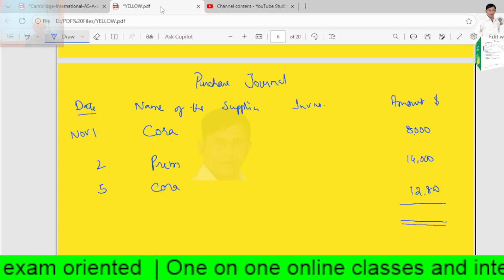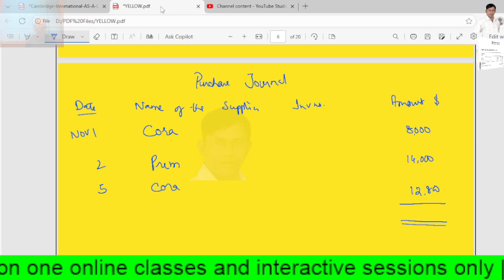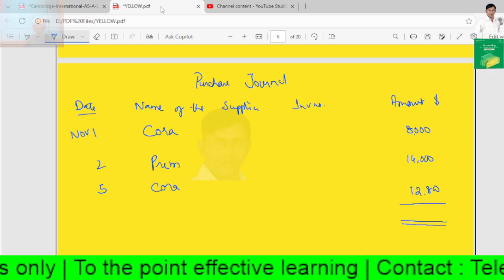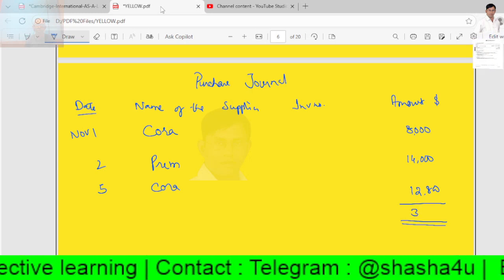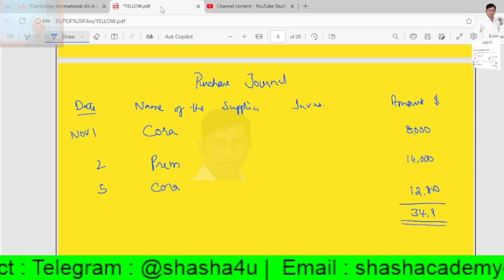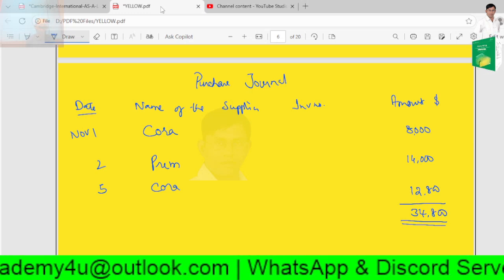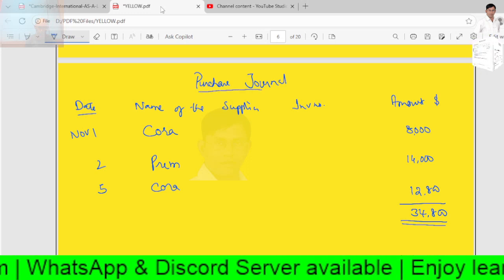So what is the total purchases? 8 plus 14, 22, and 12.8 makes 34,800. So these are the total purchases. This is the purchase journal.